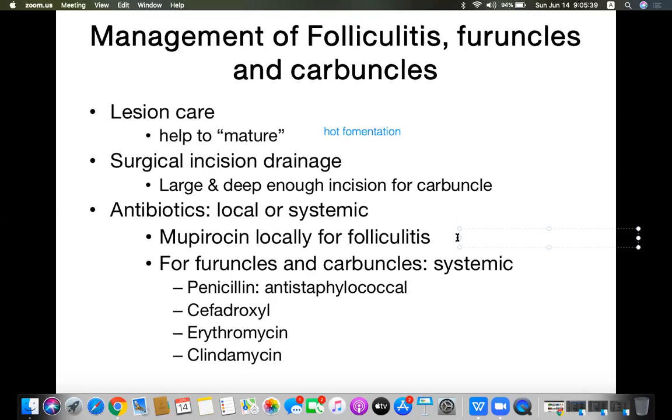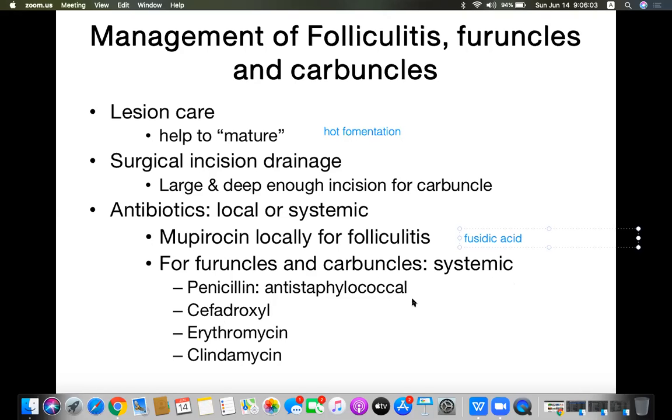Okay, so let me write it here. This is very important knowledge for you in relation to practice. Now, these are anti-staphylococcal substances, so they really may help. For furuncle and carbuncle, we use systemic antibiotic, either given orally or intravenously.